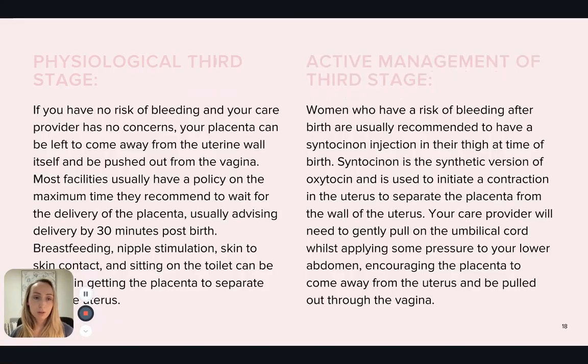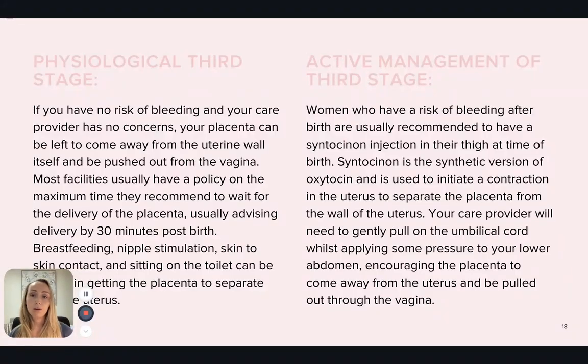In a physiological third stage, if you have no risk of bleeding and your care provider has no concerns, your placenta can be left to come away from the uterine wall itself and be pushed out from the vagina by you. Most facilities usually have a policy on the maximum amount of time they recommend to wait for the delivery of the placenta, and that's usually around 30 minutes post-birth. Breastfeeding, nipple stimulation, skin-to-skin contact, sitting on a toilet, these can all be really helpful things to do to get your placenta to separate from the uterus.